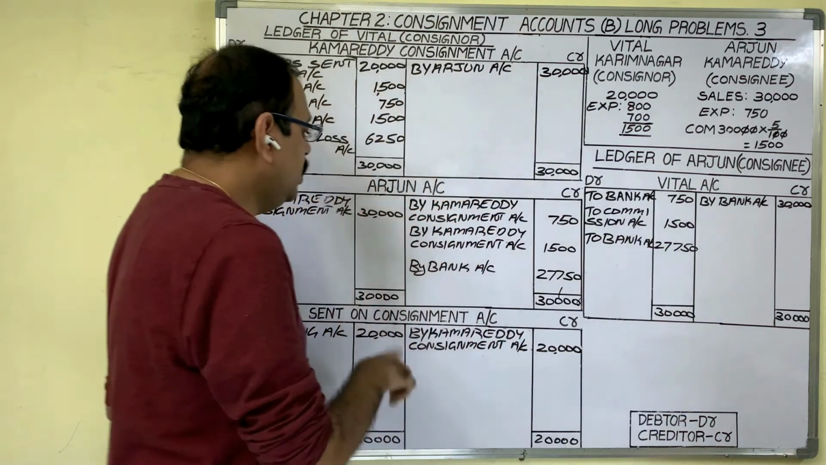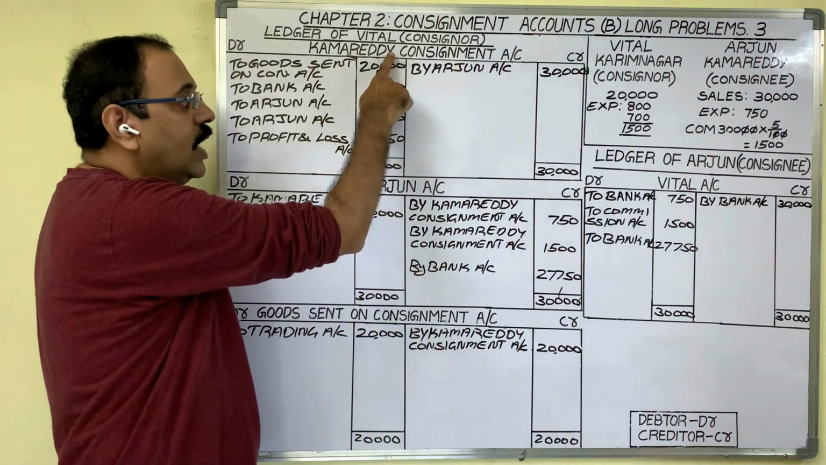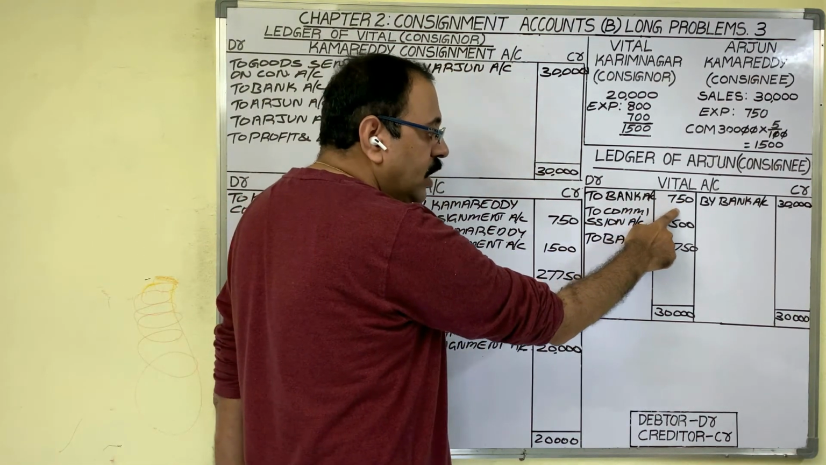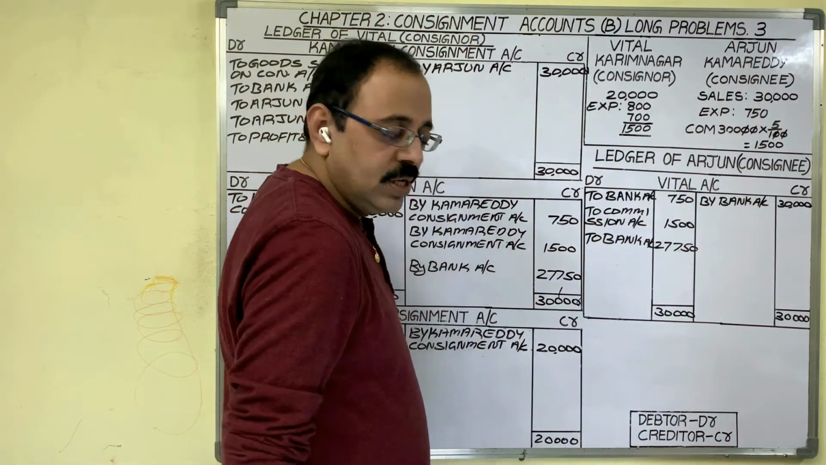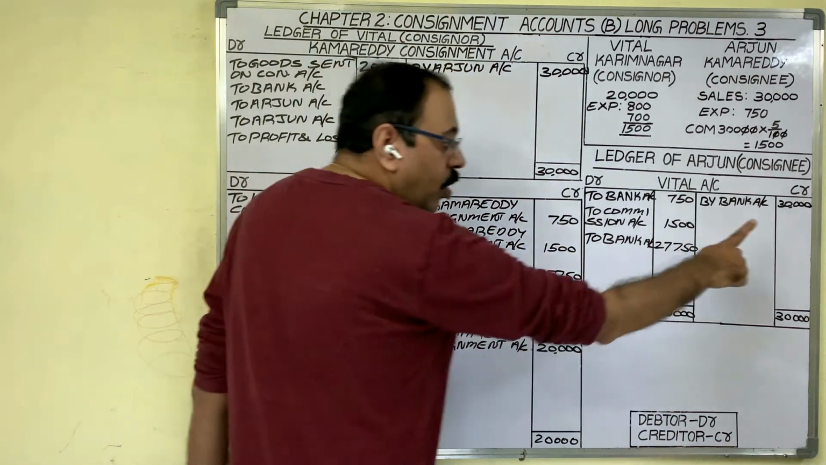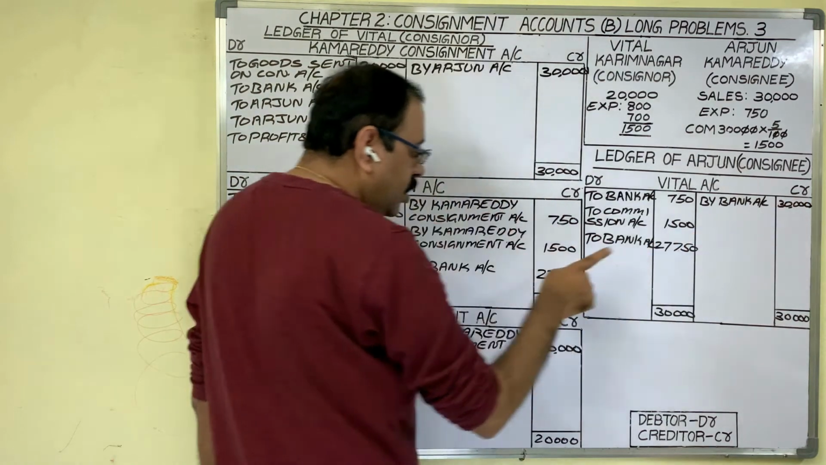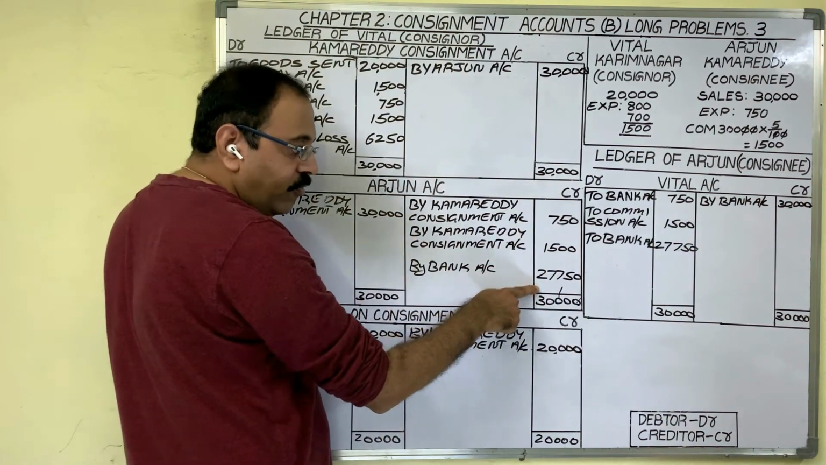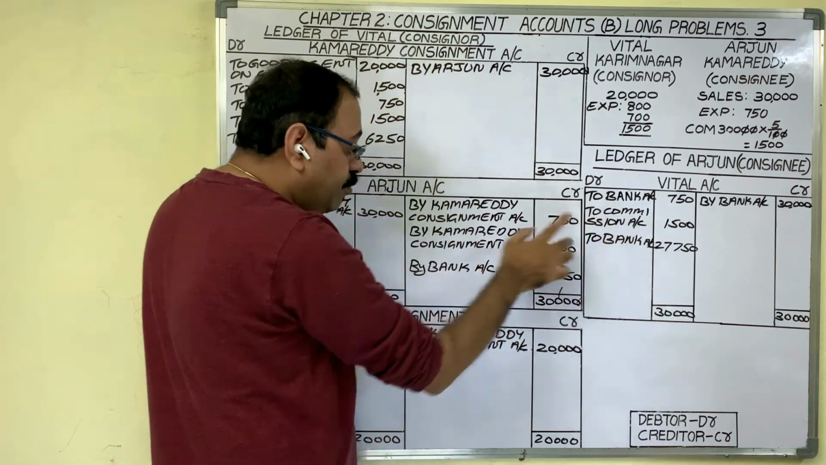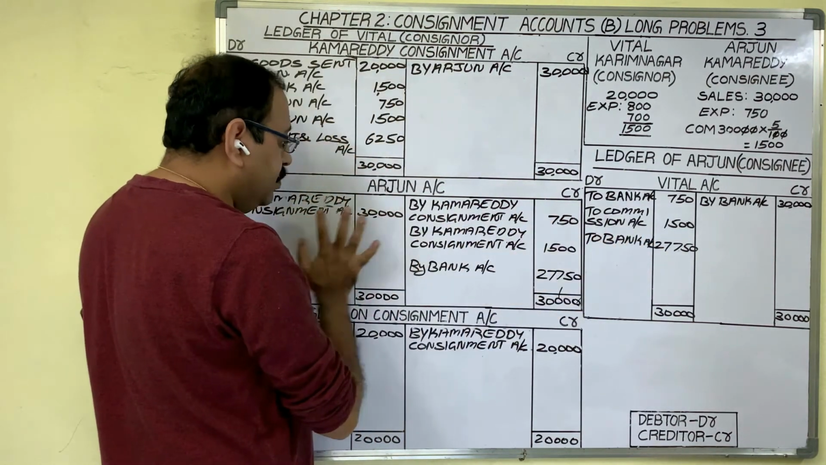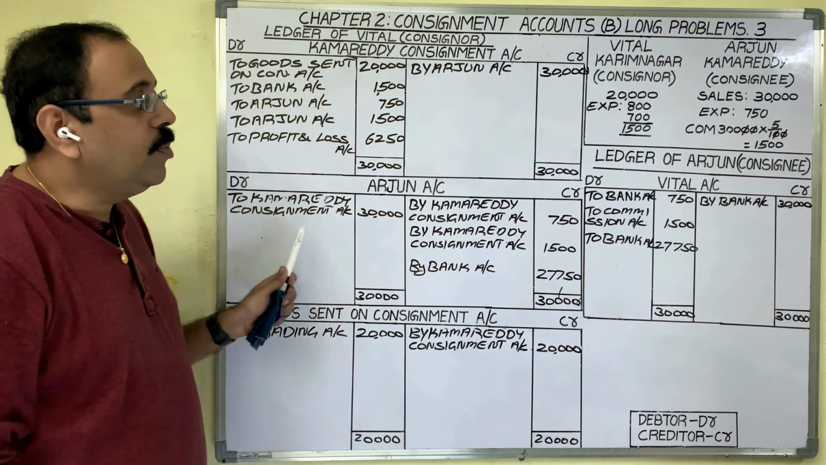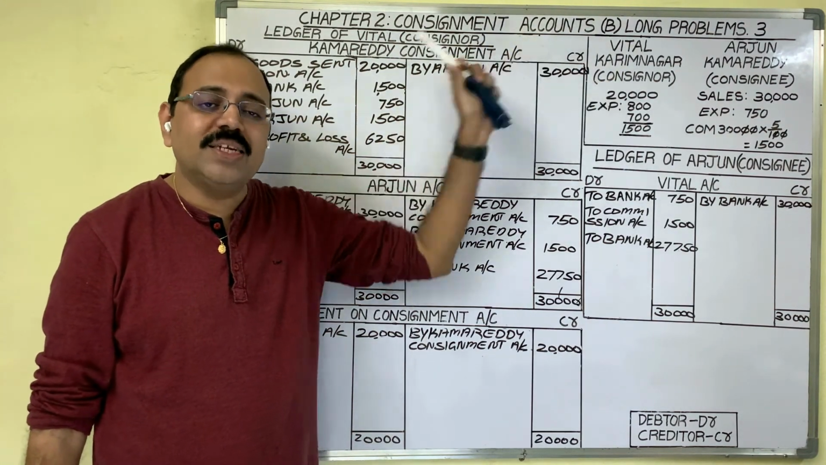Observe consignee's account in consignor's books and consignor's account in consignee's books. Debit amounts we wrote on the credit side. Credit amounts we wrote on the debit side. Remember this. But particulars are not the same. Account names differ. So this is all about the third problem of the consignment lesson.